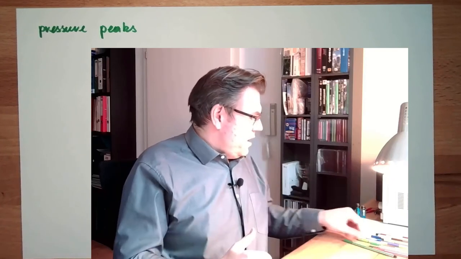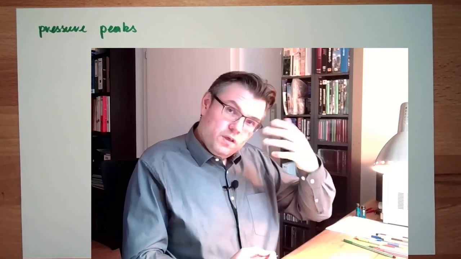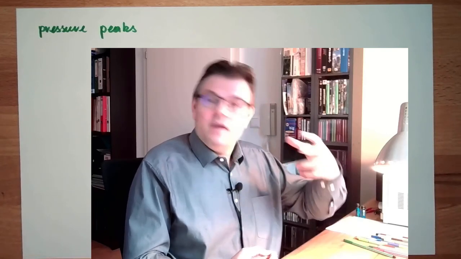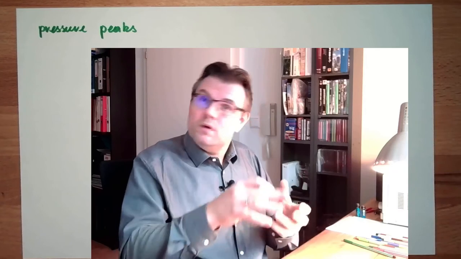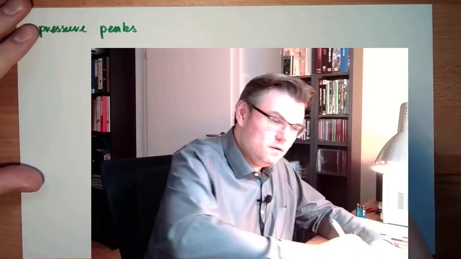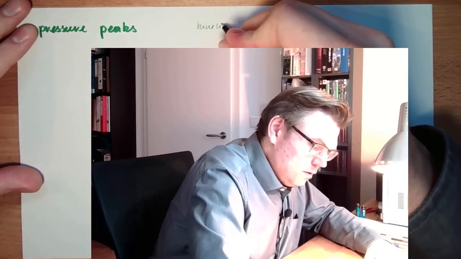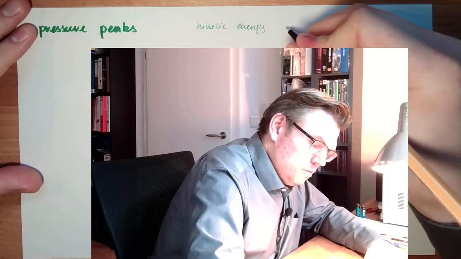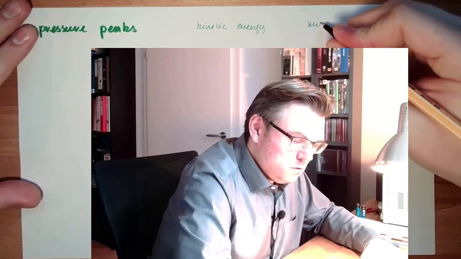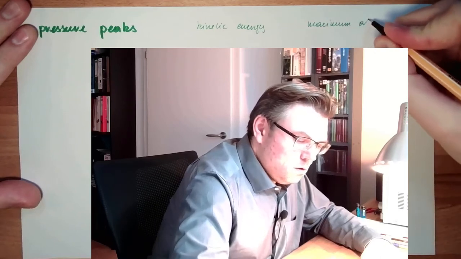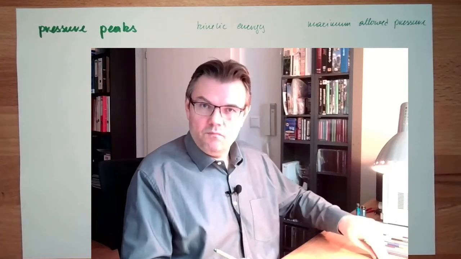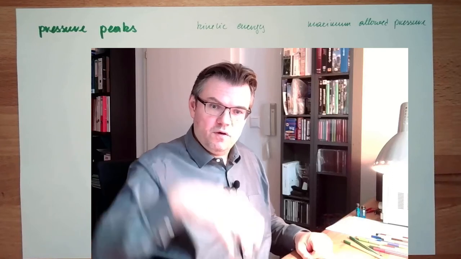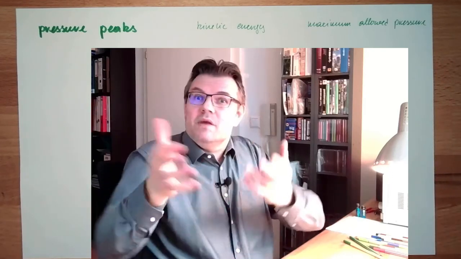So there we have to think about the kinetic energy, the maximum kinetic energy which might be there. It depends on how many kilos of liquid are flowing there. So we have a kinetic energy, and of course the maximum allowed pressure. These two things I need, and then I can dimension my pressure accumulator, because if you have an accumulator, the pressure rises, it's somehow damping these pressure peaks.